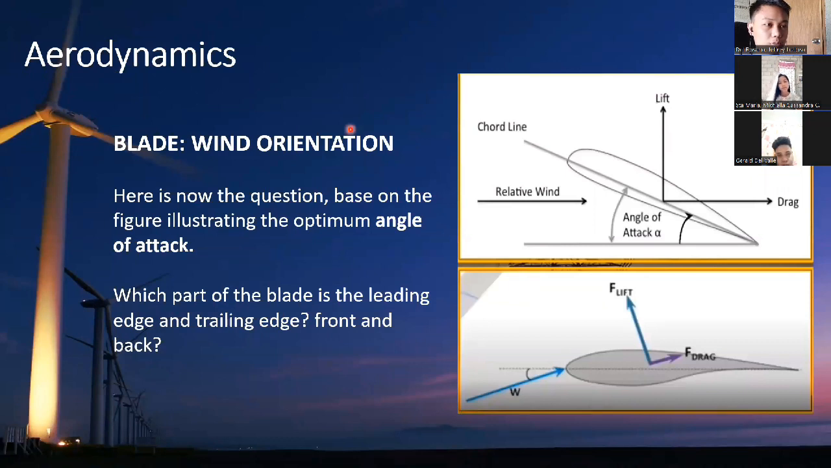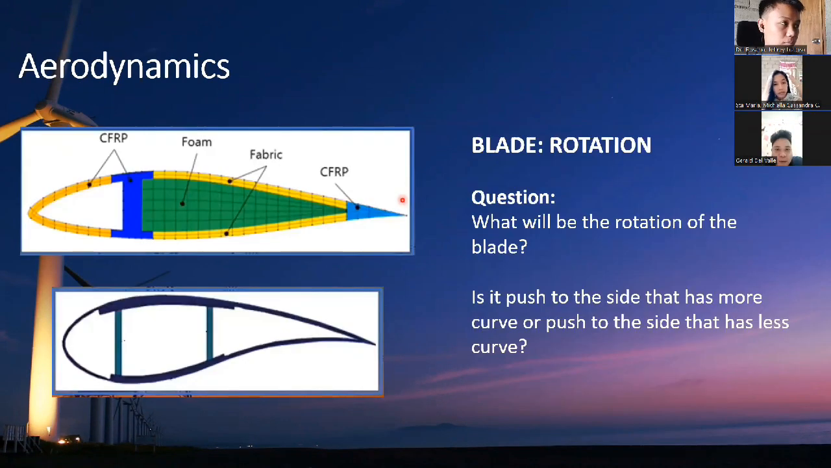Aerodynamics. Blade wind orientation. Here is now the question. Based on the figure illustrating the optimum angle of attack, which part of the blade is the leading edge and trailing edge, front and back? Aerodynamics. So, ayan po yung example ng aerodynamics siya. Ayan po sa pictures. Tapos, itong blade rotation. So, question number 1, what will be the rotation of the blade? It is pushed to the side that has more curve, or pushed to the side that has less curve. Next po.